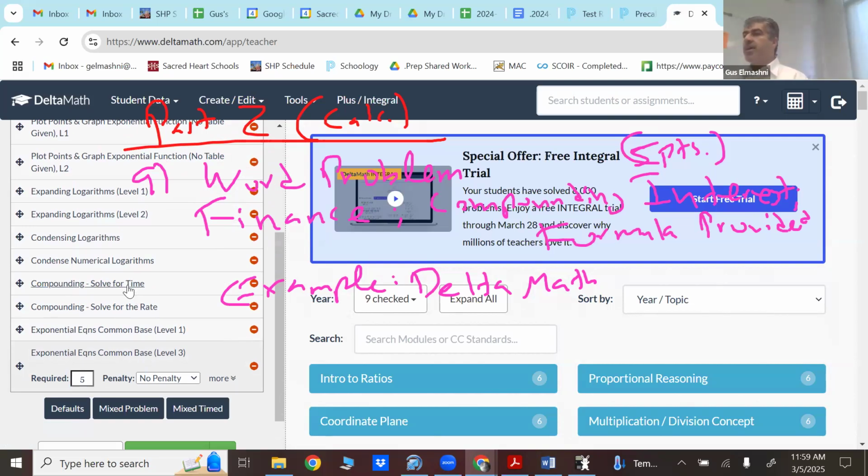So guys, there's two sets. Okay, you're going to have to solve for an exponent, okay? You have to solve for an exponent. So here's this time or rates. Let's do the one that says rate.